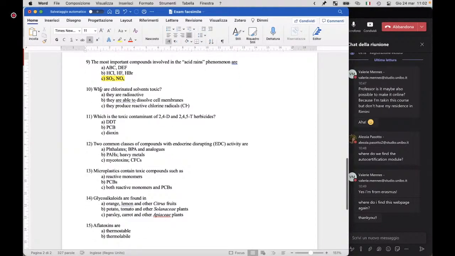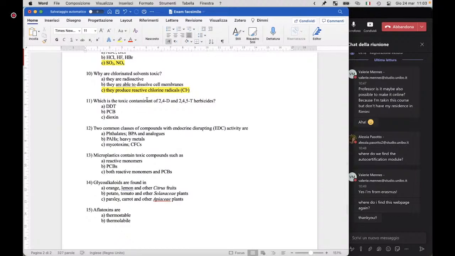Why are chlorinated solvents toxic? They are radioactive, they are able to dissolve cell membranes, they produce reactive chlorine radicals. Okay, so this one is clearly untrue. This one is a bit more difficult, but they are able to enter and to, let's say, interfere with the work of cell membrane, but they are not able to dissolve them completely. Okay, so dissolve is the key word in this case. So the main toxicity of chlorinated solvents is the production of chlorine radicals.